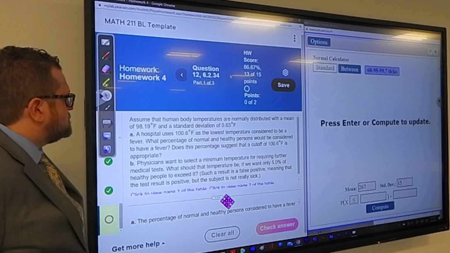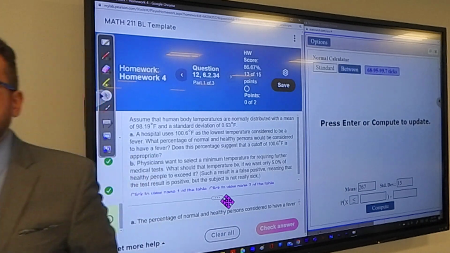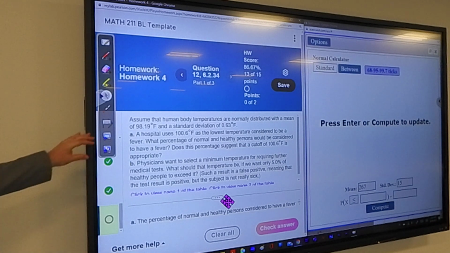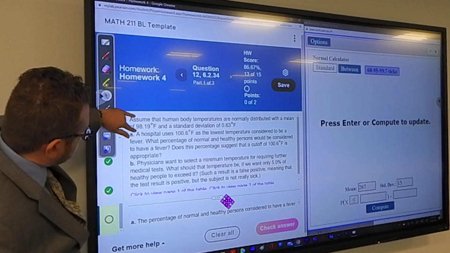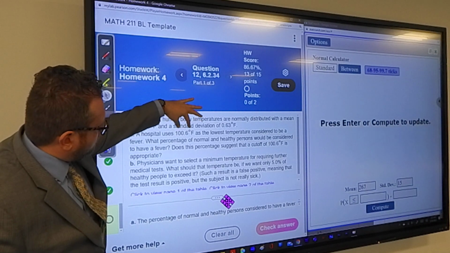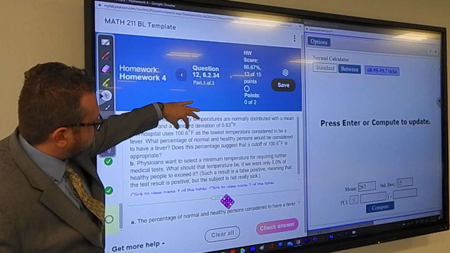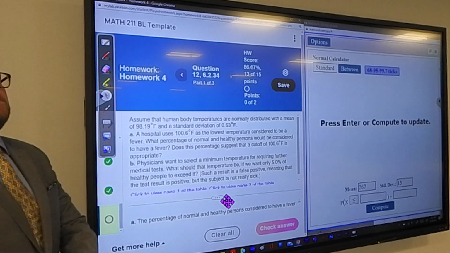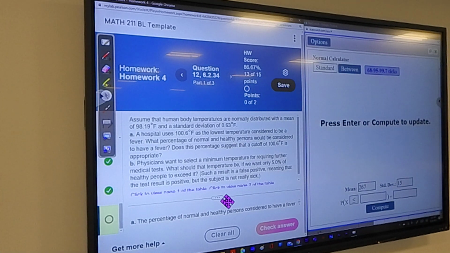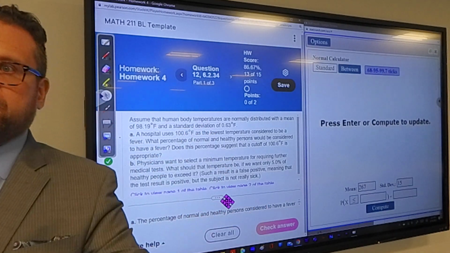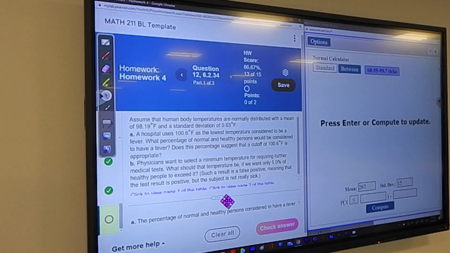Then we wonder, essentially, is that a good, smart choice? Given that this is the behavior of our population, is 100.6 a smart choice for this hospital to use as their definition of a fever? If your temperature is 100.5, not a fever. If it's 100.6, now it's a fever. And all the temperatures, 101, that's a fever too.